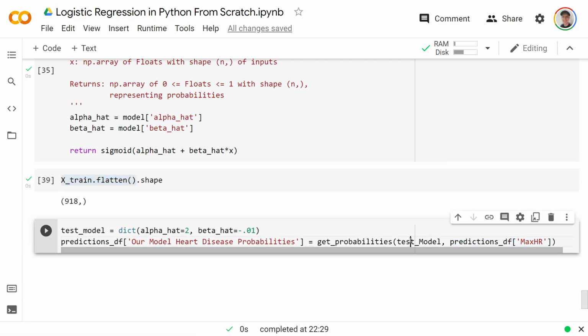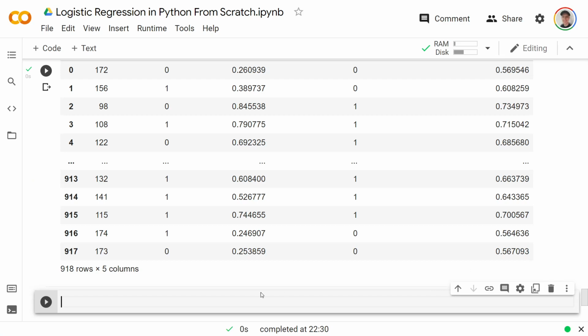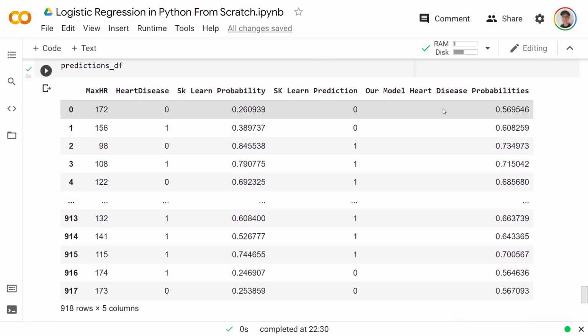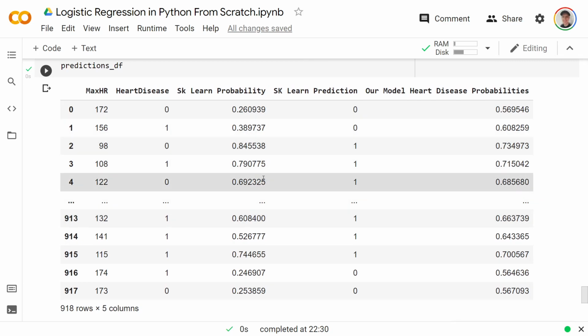So all I'm giving it here is asking for the probabilities given the test model, and then giving it the inputs that it's using to actually predict with, the max heart rate. Okay, so we can do that, and then we'll output predictions df. Here is our last column, our model heart disease probabilities. You can see it's way off from Scikit-Learn's. It's not good at all. We are not a fan of that.